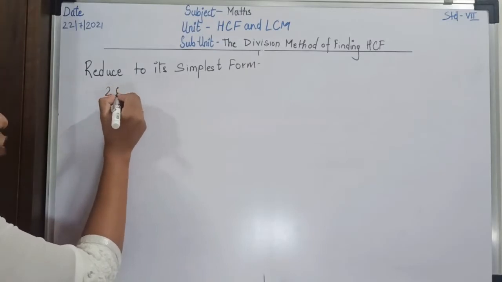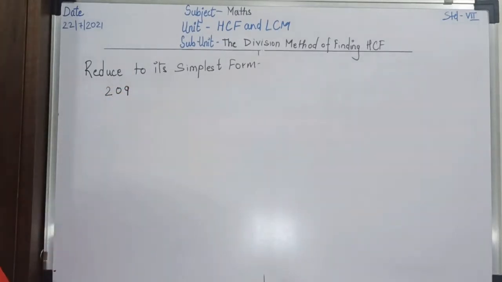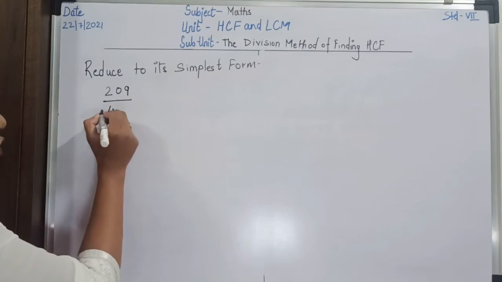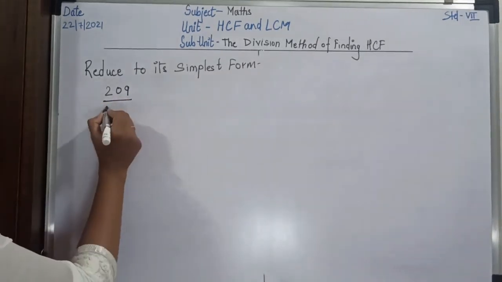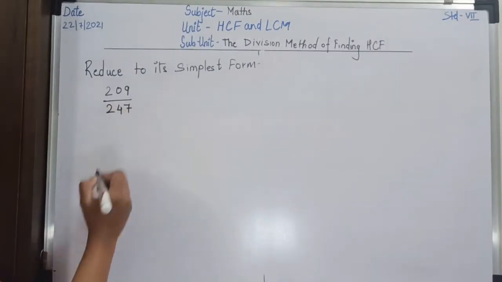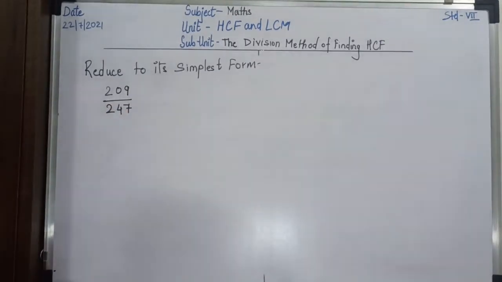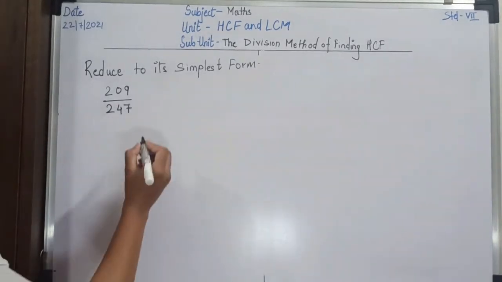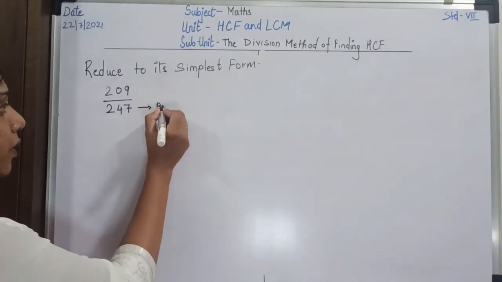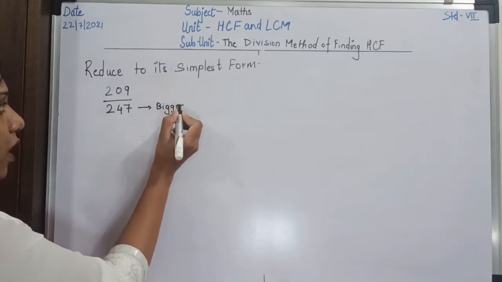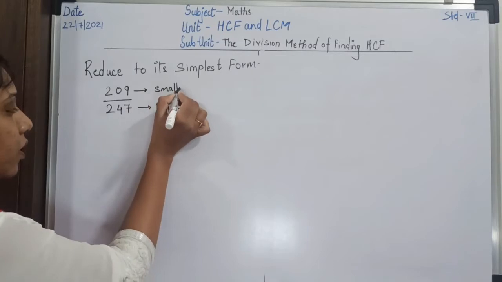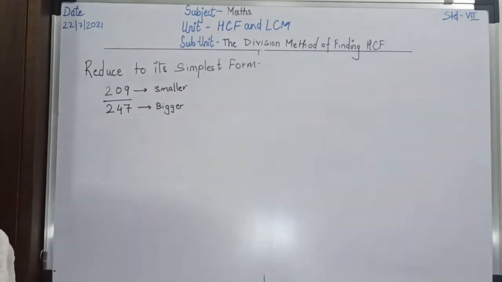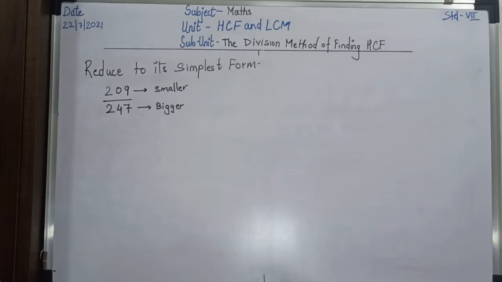The question is 209 divided by 247. Now first we will check which is the bigger number and which is the smaller number. So 247 is the bigger number and 209 is the smaller number. So remember our first step, divide the bigger number by the smaller number. So now we will divide.